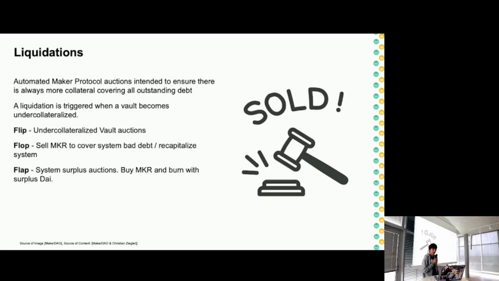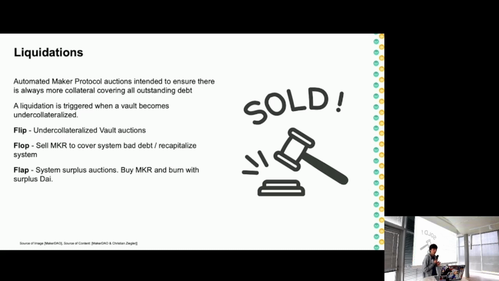For the liquidations, there's three types of liquidations. There is flip, flop, and flap. Flip basically sells the under-collateralized vaults in an auction. So when you fail to hold your safety margin by borrowing too many stablecoins, or when the price of your collateral drops, your vault will be sold on the market so that the Maker system does not make a loss on your stablecoin borrowing, because in a permissionless system, no one can take your stablecoins away from you. So you will always keep those DAI, but well, the system has to pay for it. That's why we have flip.